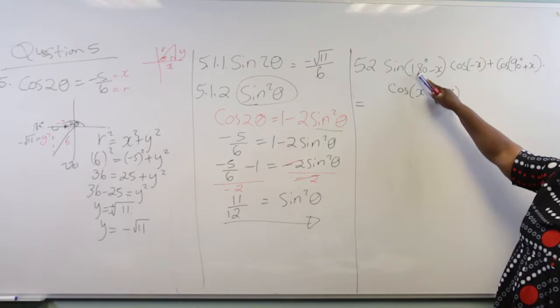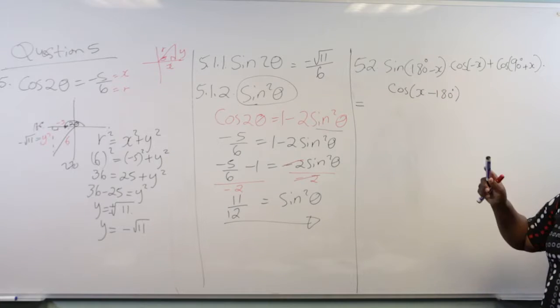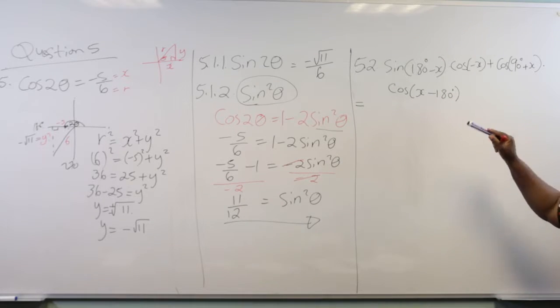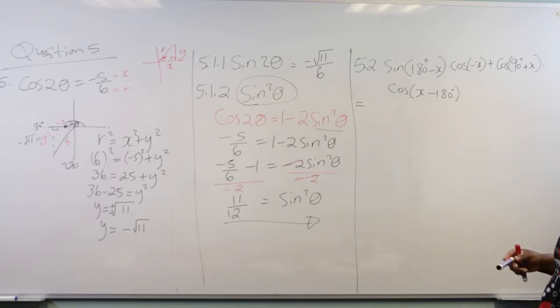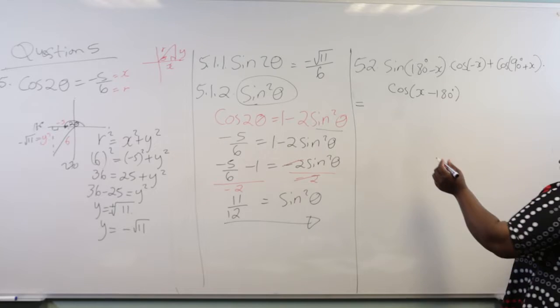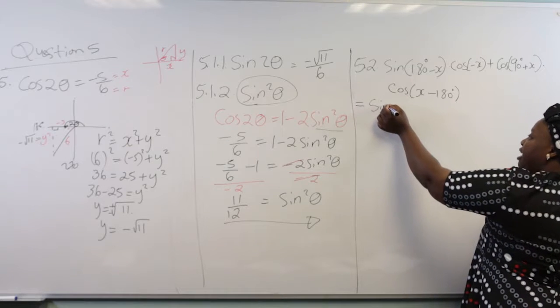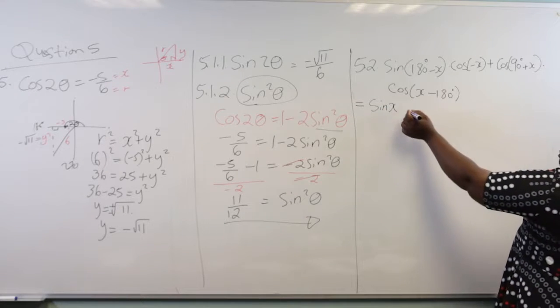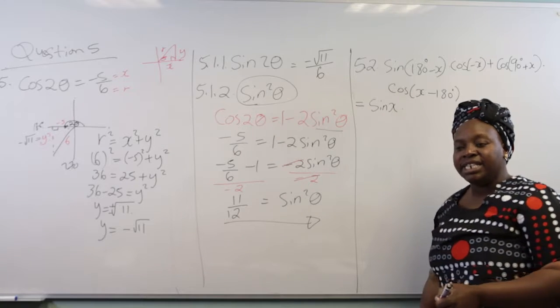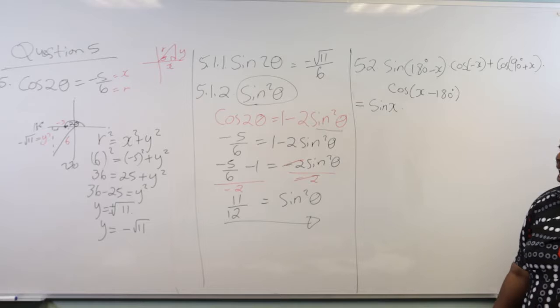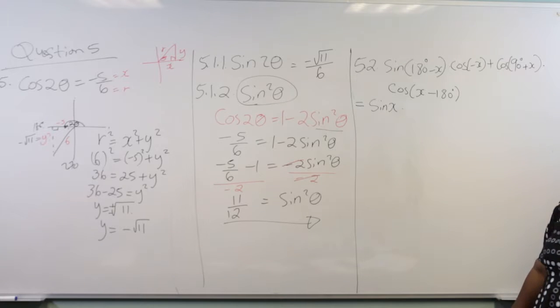We're going to say 180 minus x. Where in the Cartesian plane am I going to find 180 minus x? It is in the second quadrant. Is the sign positive or negative? My sign is positive, so that is going to be just sine x. And you multiply it by cos. Remember, folks, negative angle is in the fourth quadrant, and in the fourth quadrant, cos is positive.